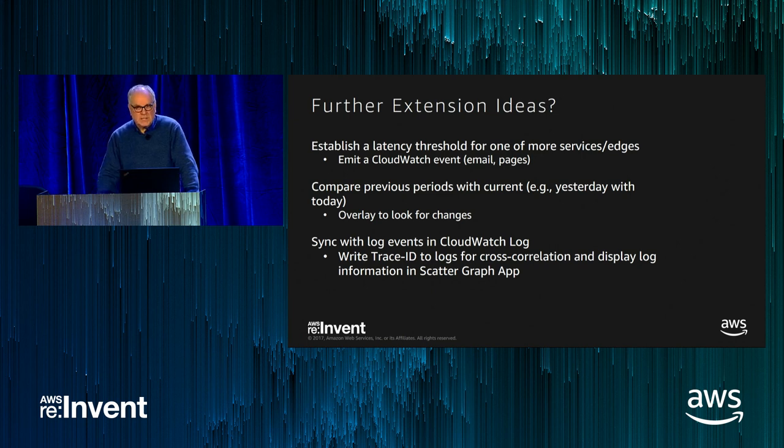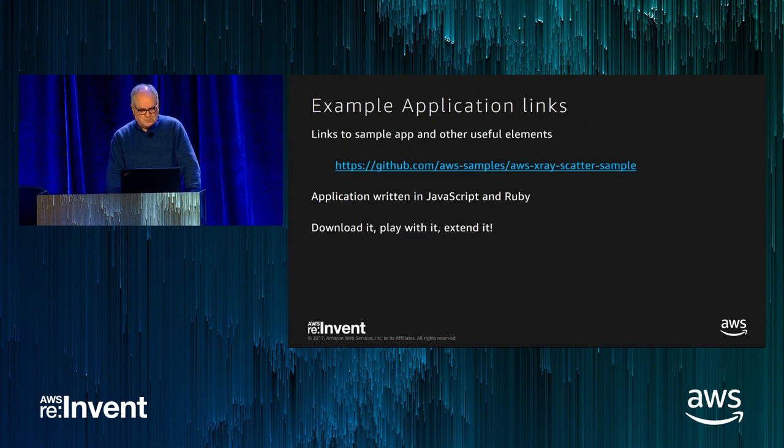So these are just some ideas. I'm sure you could think of plenty more yourselves. This is where it is. It's on GitHub, aws-samples, aws-x-ray-scatter-sample. It's written in JavaScript and Ruby.